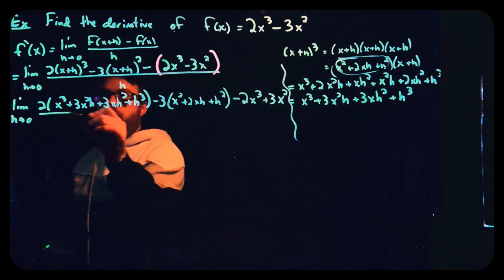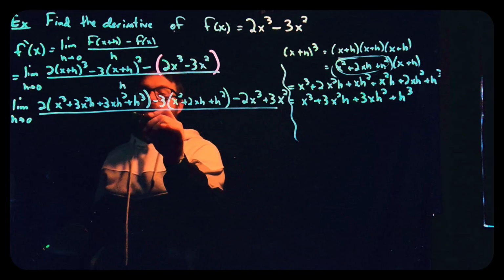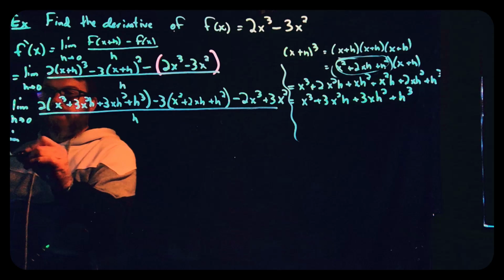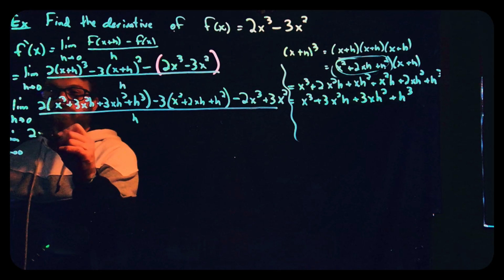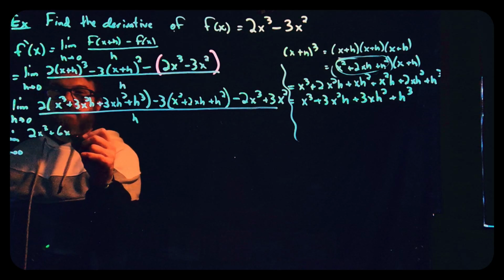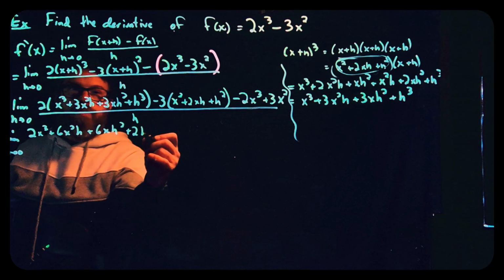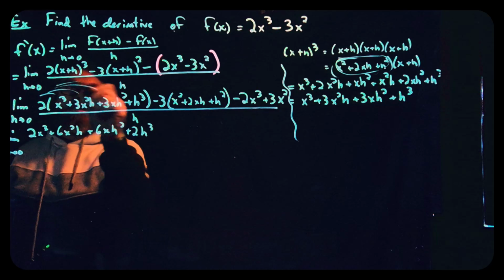And this is still all over h. So we're getting close. We're getting real close. All right, now distributing the 2. So this is going to be the limit as h approaches 0 of 2x cubed plus 6x squared h plus 6xh squared plus 2h cubed. So just 2 to all these.